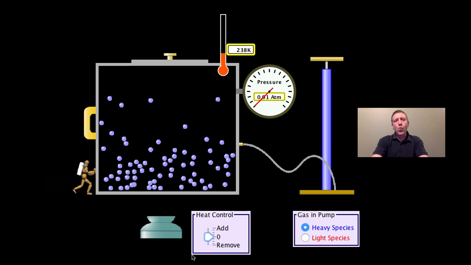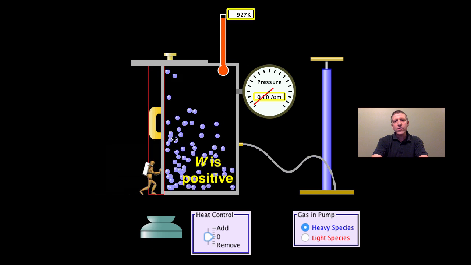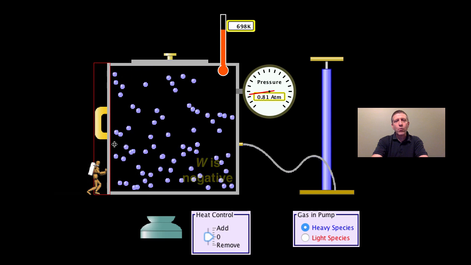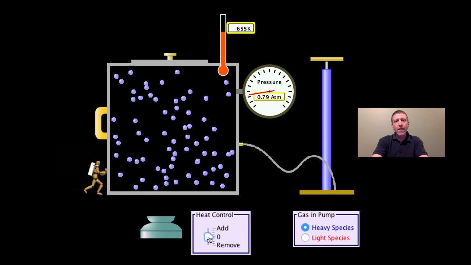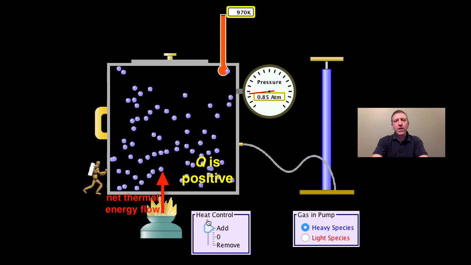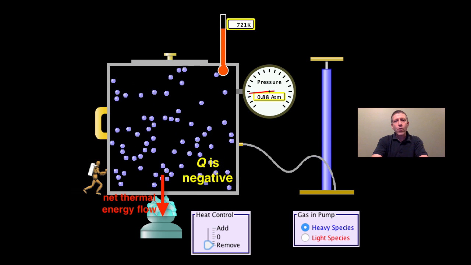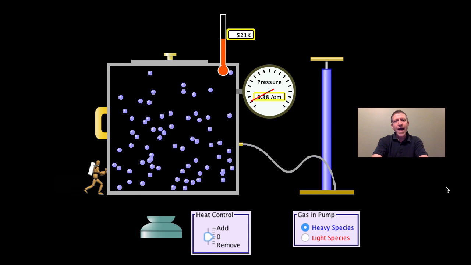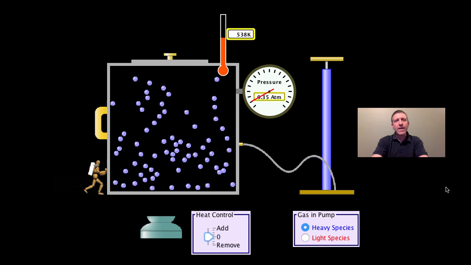So we can have work that is positive, increasing the energy. We can have work that's negative, decreasing the energy. Work represents work on the gas. We can have heat that's positive, adding energy. We can have heat that is negative, where energy is leaving the gas. And those are the ways we can add and take away energy from a gas sample.